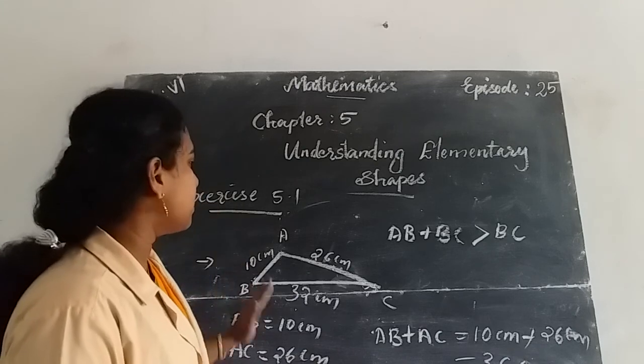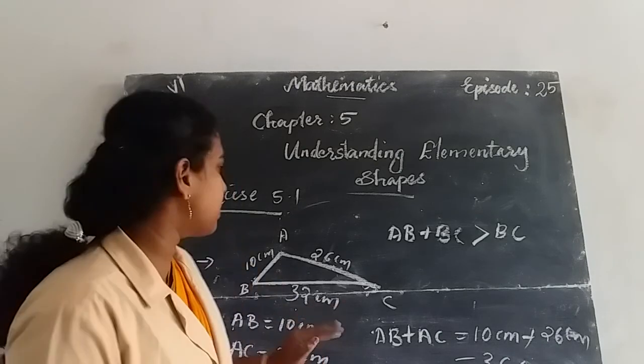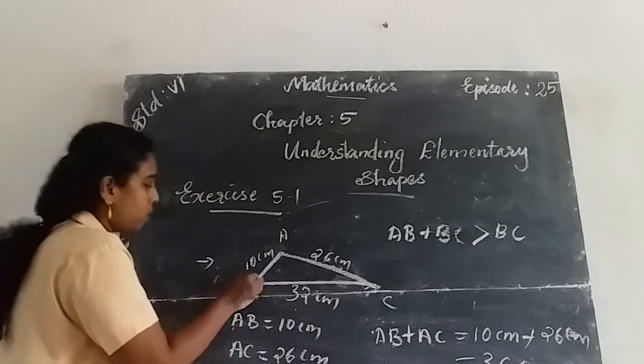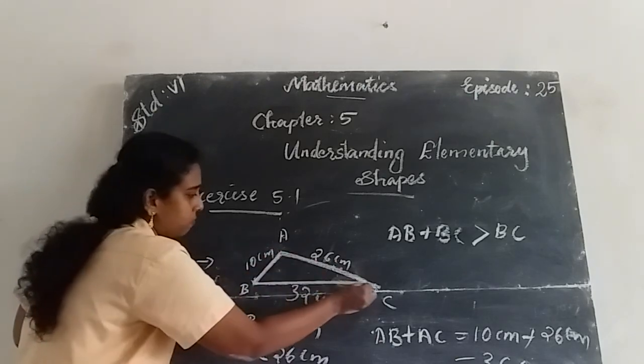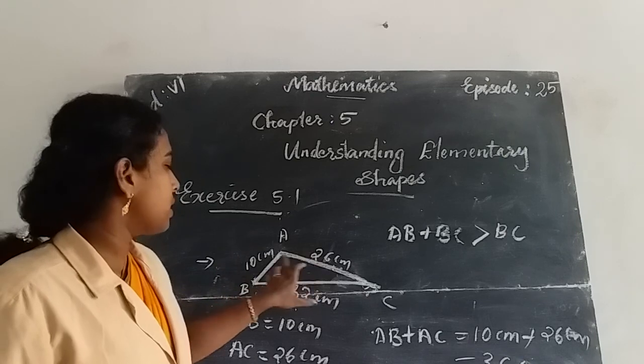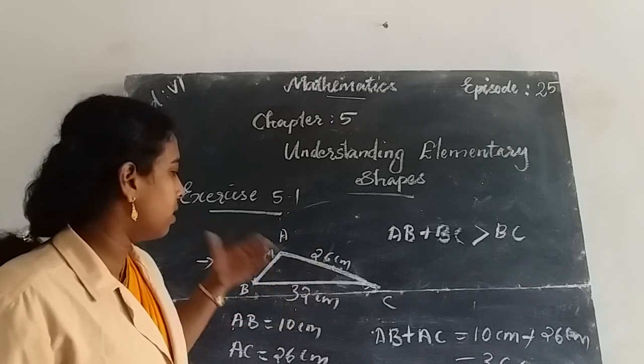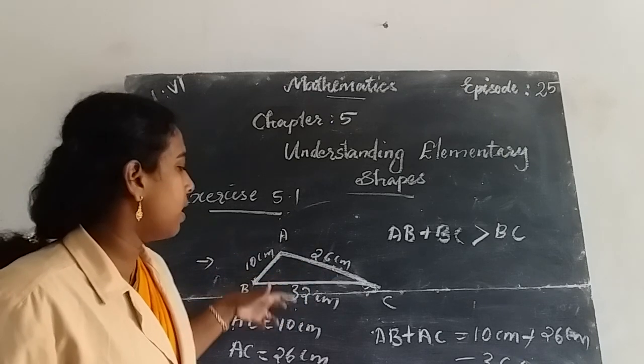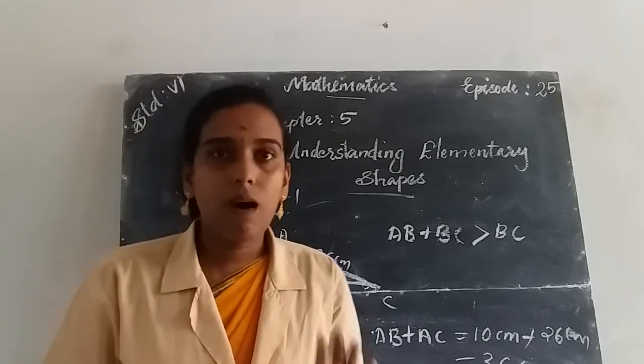So like this, you draw any 5 triangles and find the length of each side of the triangles, and in each case you should take the sum of any two sides and state whether it is greater or less than the other side. So okay, that's your homework.